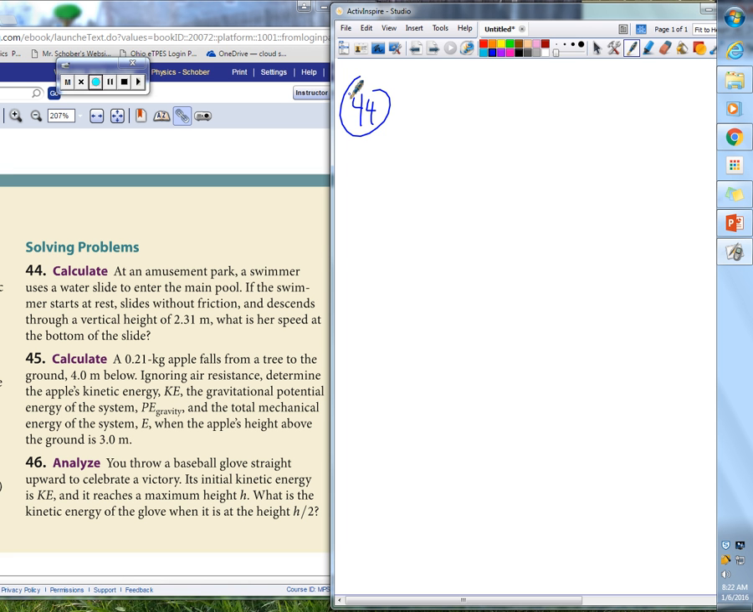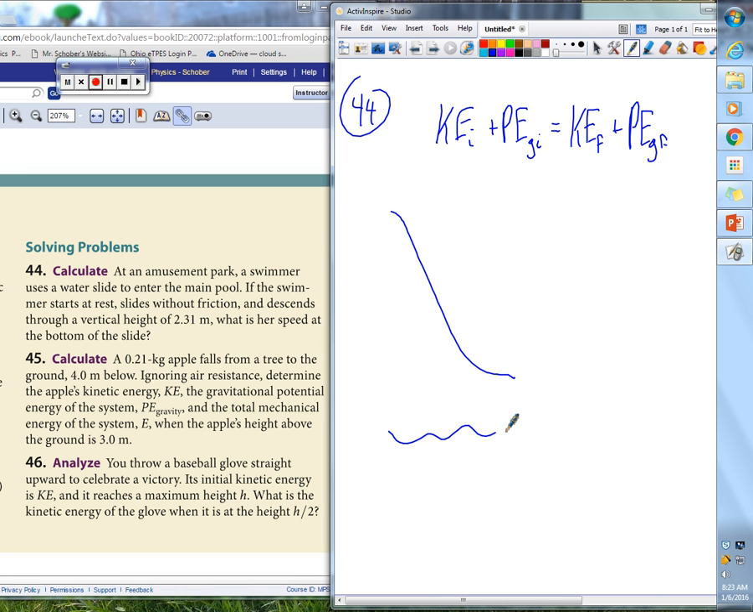Okay, so just like some of the problems we did yesterday, looks like a conservation of mechanical energy problem. Anytime we're losing height, anytime there's changes in height, changes in speed, it's going to be conservation of mechanical energy. There's no spring or anything involved, so we don't need to involve that in the equation. So KE initial plus PEG initial, gravitational potential energy, is equal to KE final plus PEG final. So, a water slide to enter the main pool. There's your water. Swimmer starts at rest, so v initial is equal to 0. Here's our person.